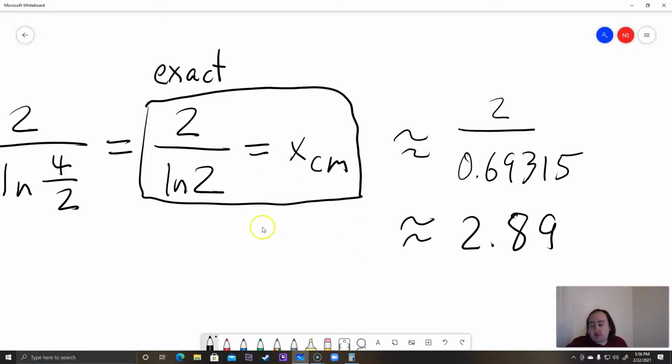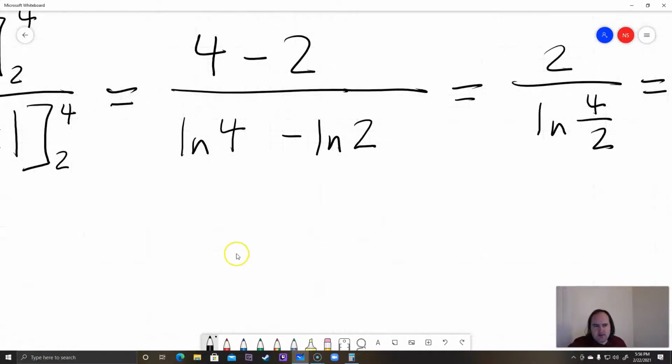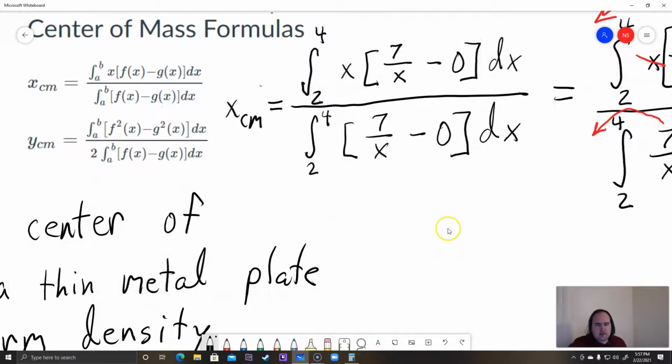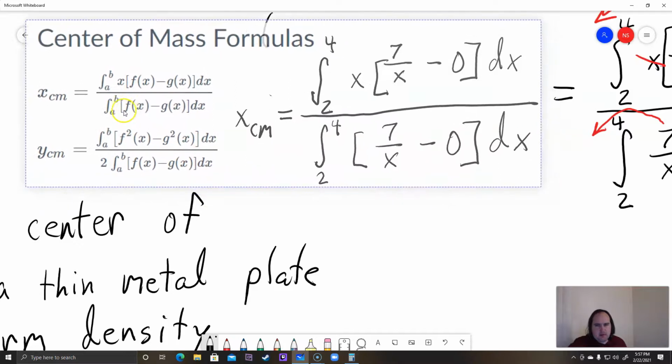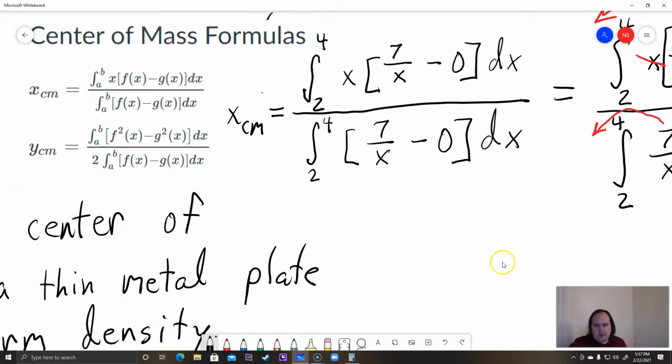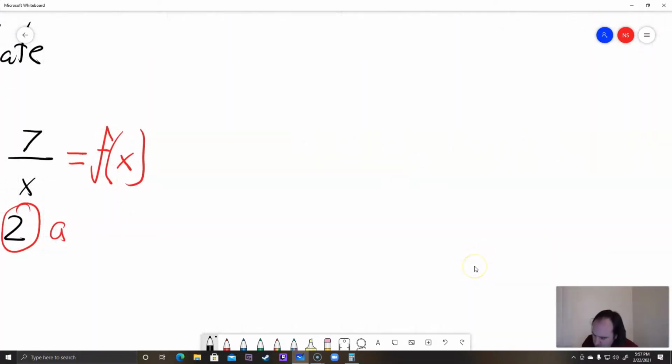Okay, and of course we still need to find the center of mass on the y-axis. So to do that, we're going to be using these other formulas here. So since we have the x center of mass now, let me move these formulas, or now I'll just copy them down. Okay, so let's work on the y center of mass now.